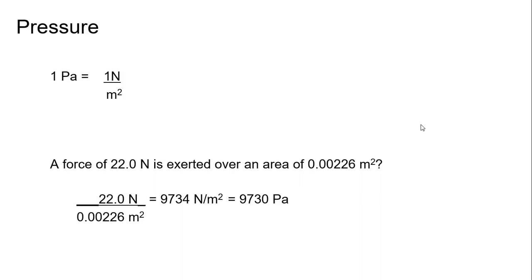1 Pascal is 1 Newton over meter squared. So you may get a question that is asking: a force of 22.0 newtons is exerted over an area of 0.00226 meters squared. Now remember, force over area, so it's pressure. I forgot to put that, so pressure is force over area. So force over area, and it gives you the pressure.